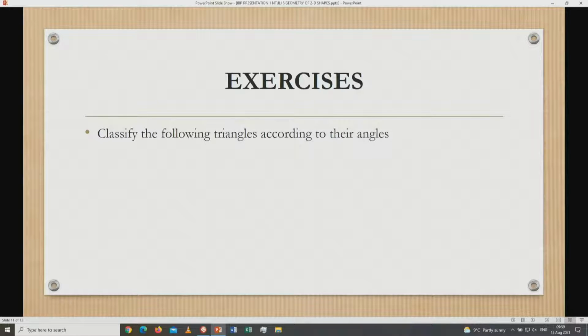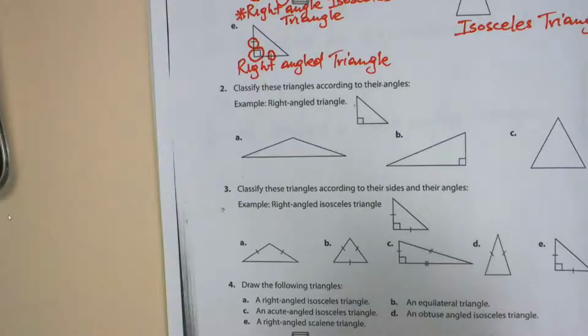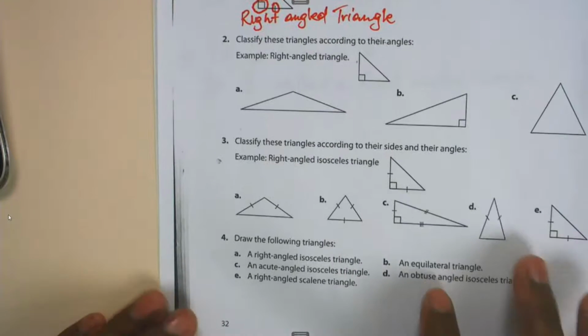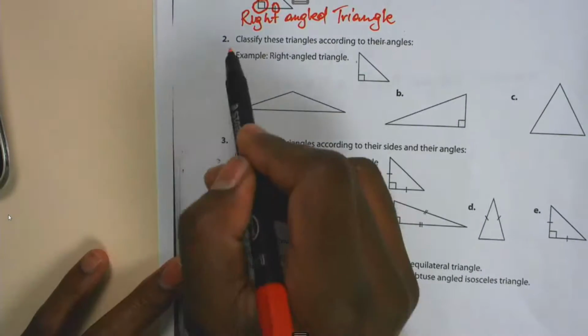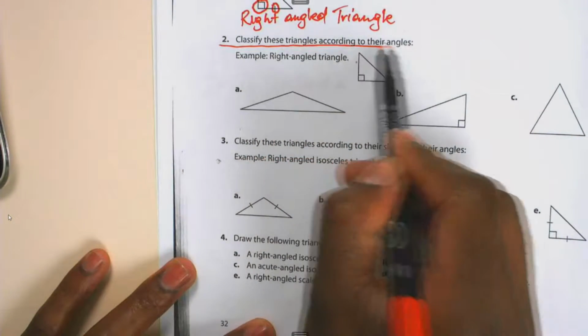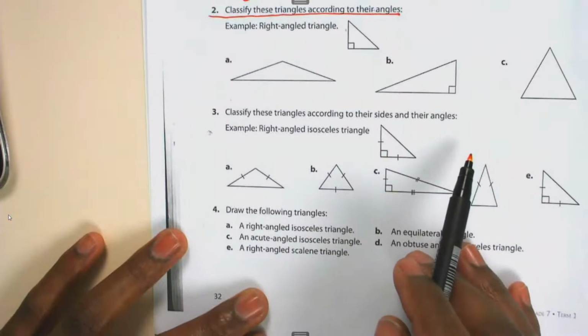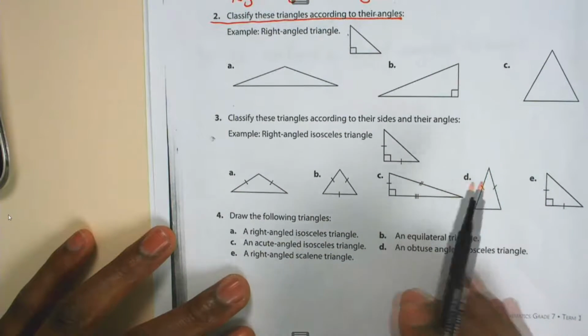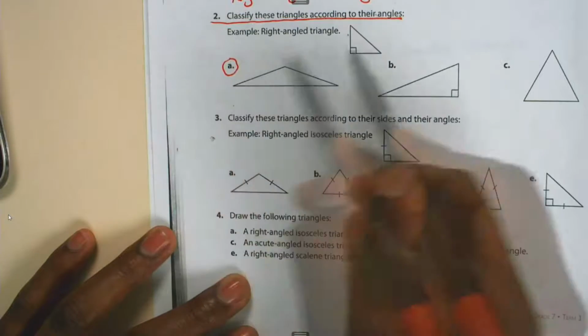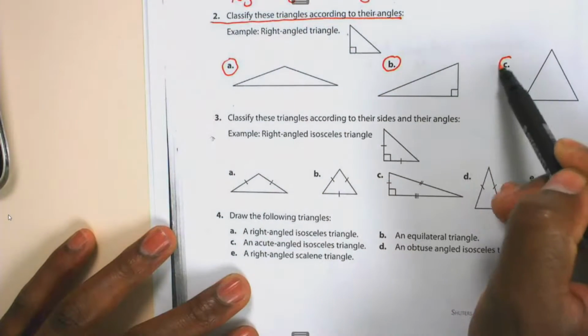Classify the following triangles according to their angles. Now, remember, guys, we were classifying them, the first ones, according to their sides. Now we are going to classify them according to their angles. This is the same question here. We are now here in number 2. We say classify these. We will focus on number A, number B, and number C.